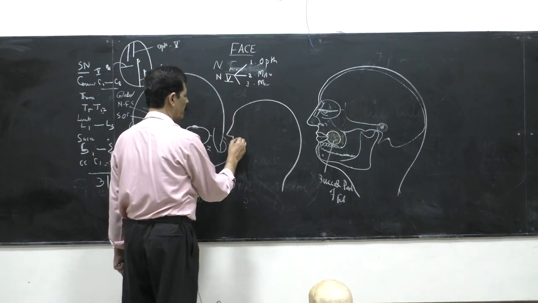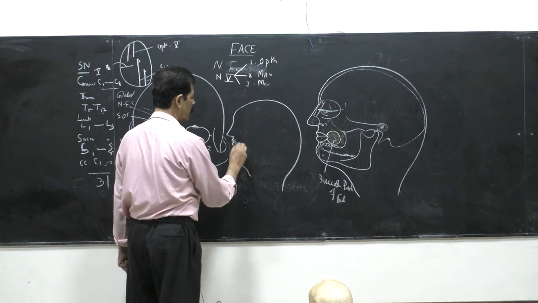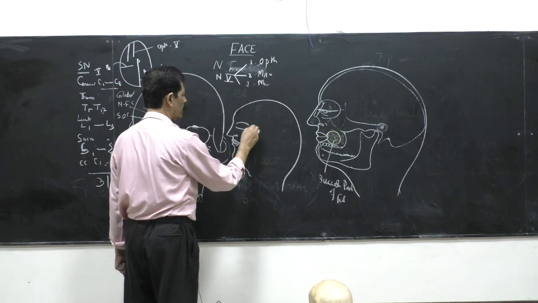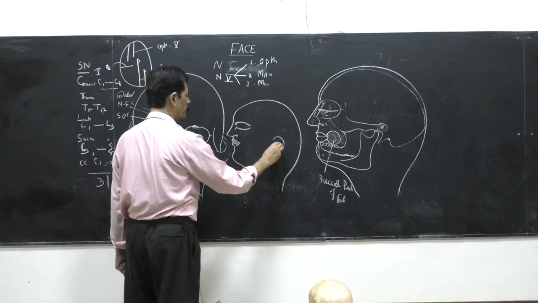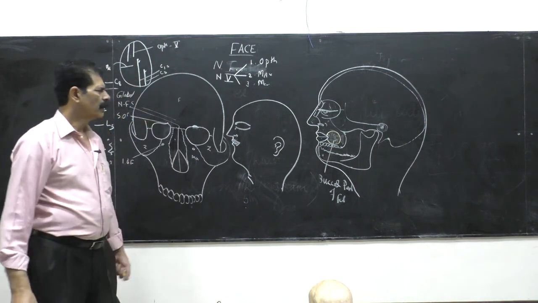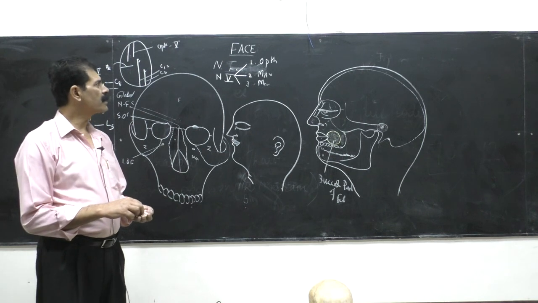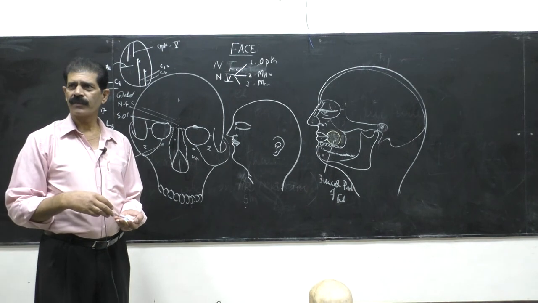This is a very important diagram. Sensory nerve supply of the face. How the skin of the face is supplied. So our skin is sensitive. So all the 3 branches of the trigeminal nerve supply the skin of the face.